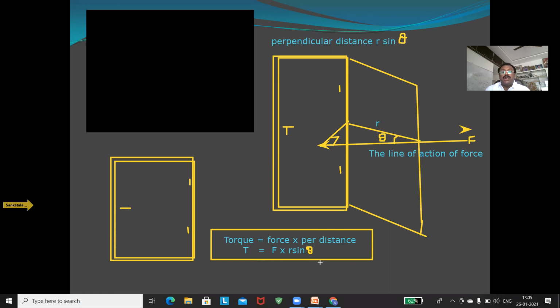And here the effect of torque depends upon your R sin theta value, on the R value. So while opening or closing, we must apply force at the door's far end. Why? Because your R is more. If you are applying force, for example, at this point, then what happened? R decreases. Perpendicular distance decreases. Then the effect of torque also decreases. Suppose you are applying the same force at the hinges, the perpendicular distance becomes 0. That is why we cannot open, we cannot close the door. So if you want to open or close the door, the force must be applied at the other side of the hinges.